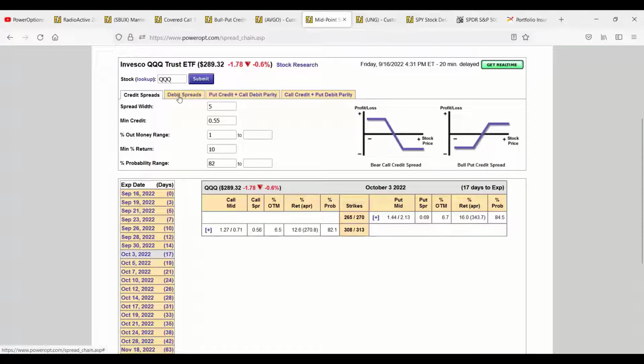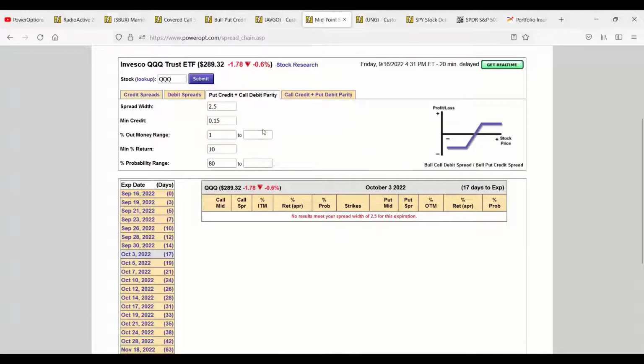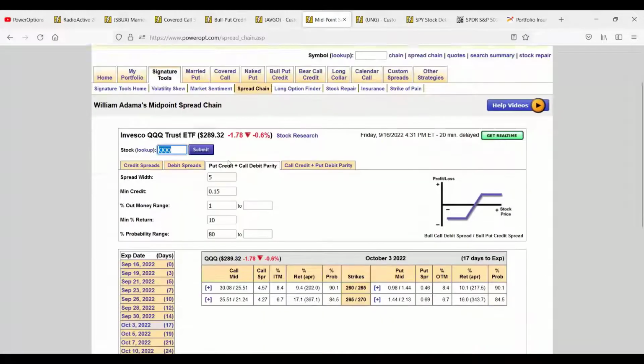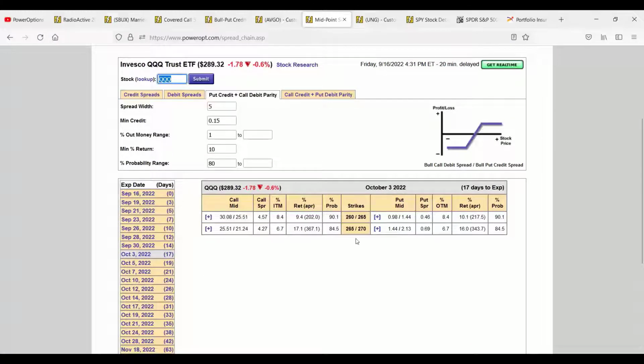But you see here, there's 4 tabs. I could look at just the debit spreads, or I could look at the put credit, the bull put credit, and the bull call debit parity view. And let's go back to a 5-point spread here. Let's submit that. And there we go. And so right away here, I can see that the strikes 265, 270 bull spread with an 84.5% probability, the bull put would be giving me a 16% return if it expired, Ron. And I'd see a 17% return on the bull call debit if I could get filled at the midpoint.